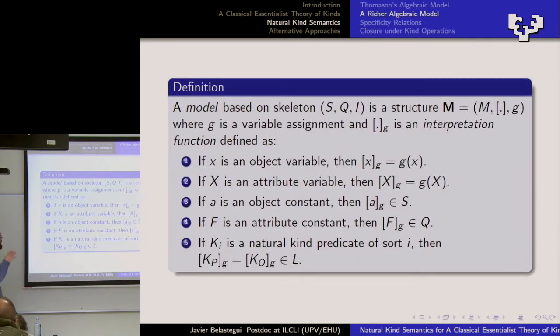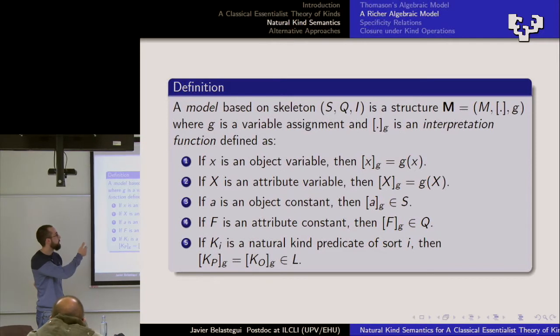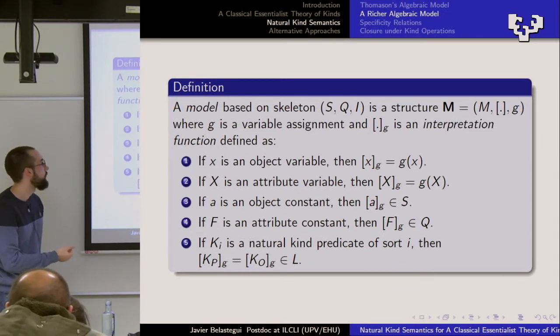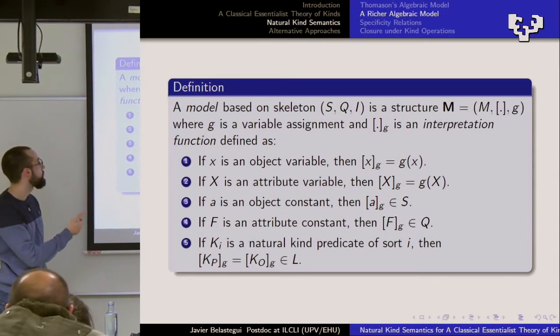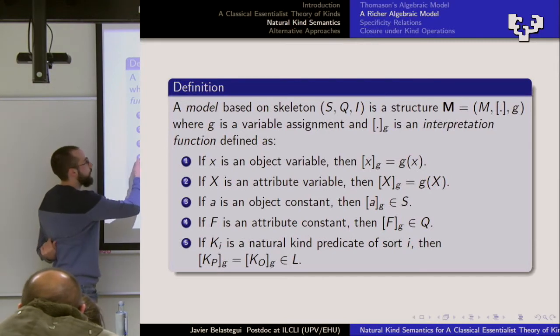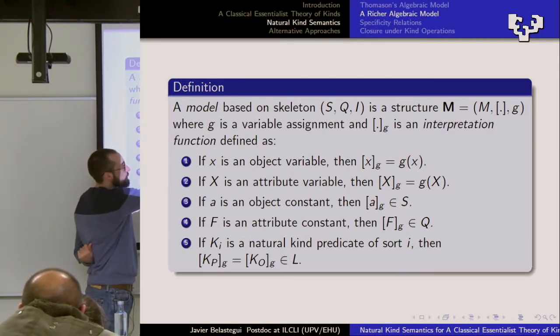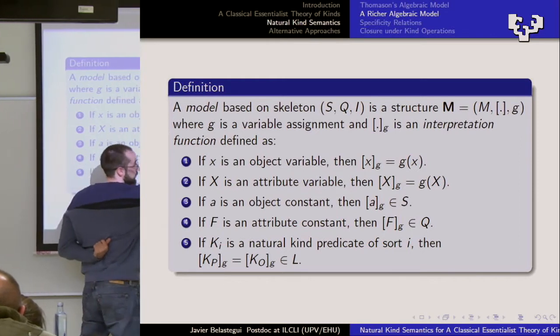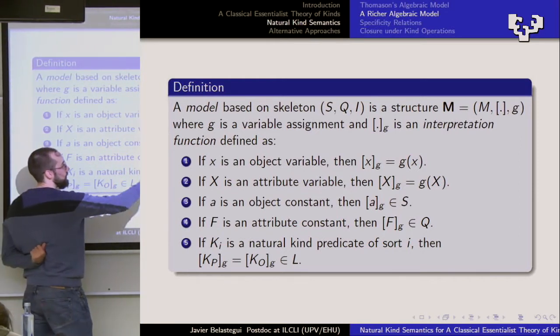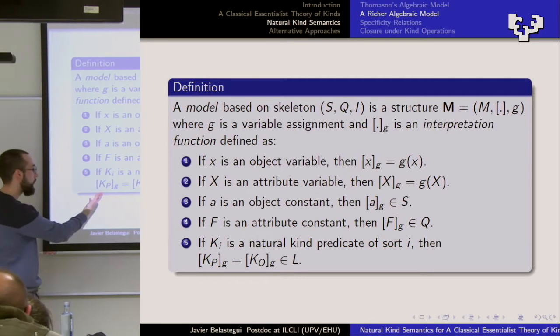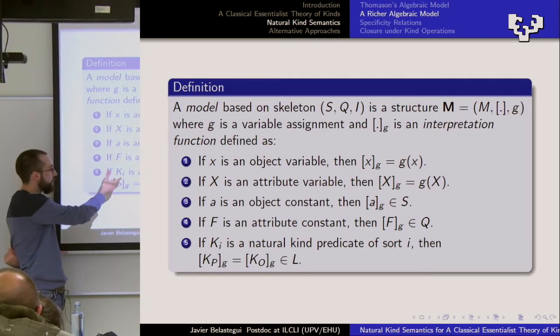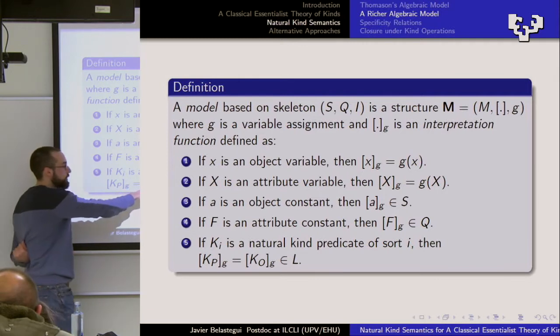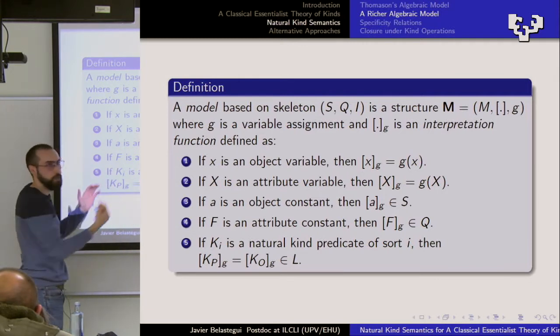And now we can basically use this to provide the formal semantics for the theory. So we just define what it is for a structure to be a model of the theory. And to that, we define an interpretation function. If we have an object term, we send it to an object. And if we have an attribute term, we send it to an attribute. And in the case of kinds, if we have a monadic predicate K, we just send it to a pair of sets in the lattice. And that's it.